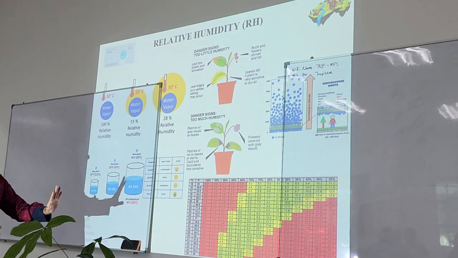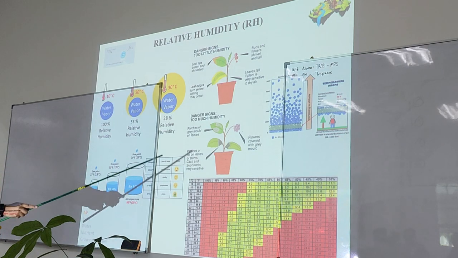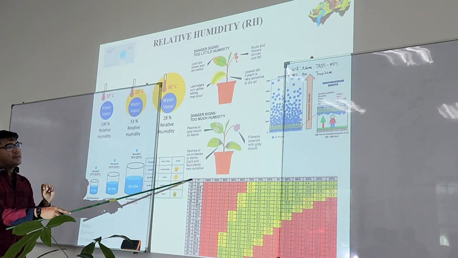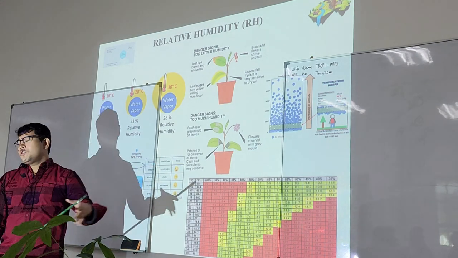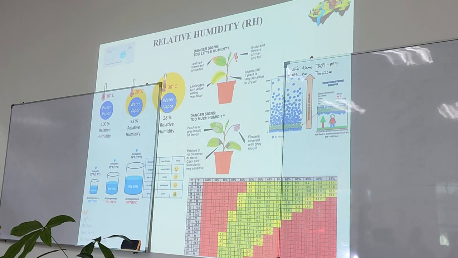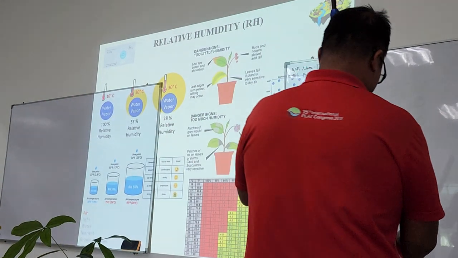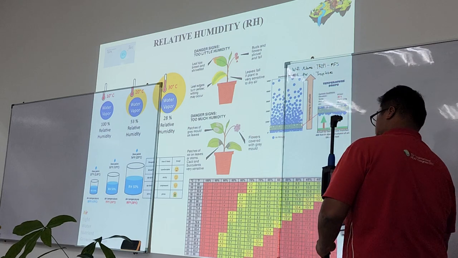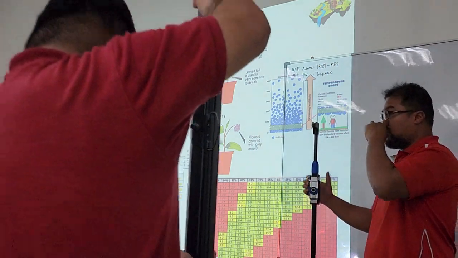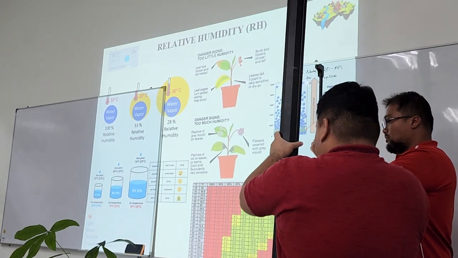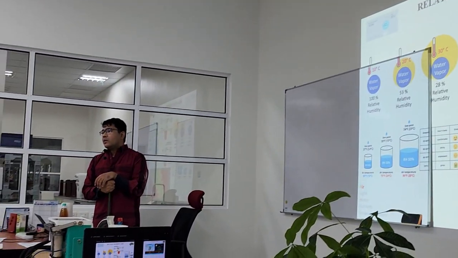How about if it's too much? The dangers of too much humidity: you start to invite lots of unwelcome participants, for example fungus, okay? And this is something that easily happens in tropical nurseries because it's humid, and you keep on spraying your plants with water. So actually, it's not a very good idea to have the misting turned on at the wrong time of the day, okay?